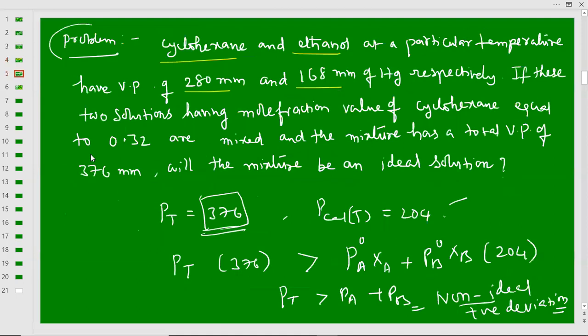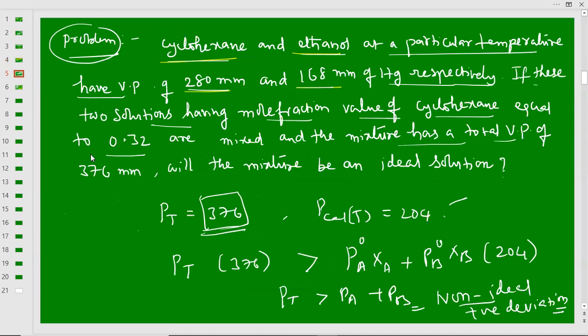Next question. Let us see the next question. The problem: cyclohexane and ethanol at a particular temperature have vapor pressures of 280 millimeters and 168 millimeters Hg respectively. If the mixture has a mole fraction of cyclohexane equal to 0.32, and the mixture has a total vapor pressure of 376 millimeters, will the mixture be an ideal solution?